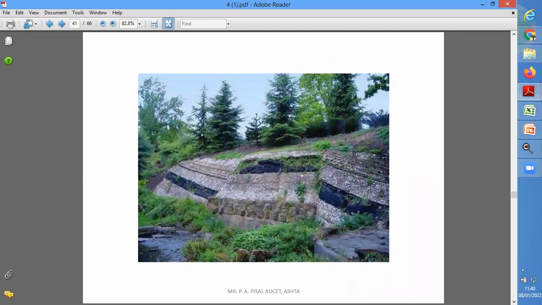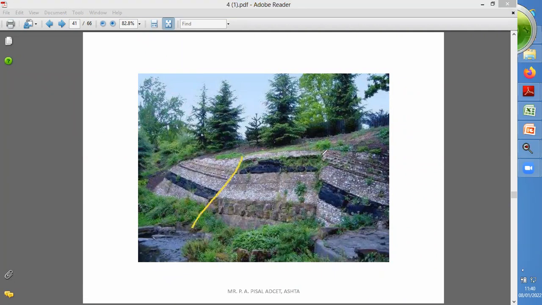Now when you look here, this is one fault plane, this is another fault plane, and when you consider this black layer, what you see here is the middle block moves upward and the adjacent two blocks move downward. So this is the horst type of fault where the middle block moves upward and the adjacent two blocks move downward. It is a small scale fault.